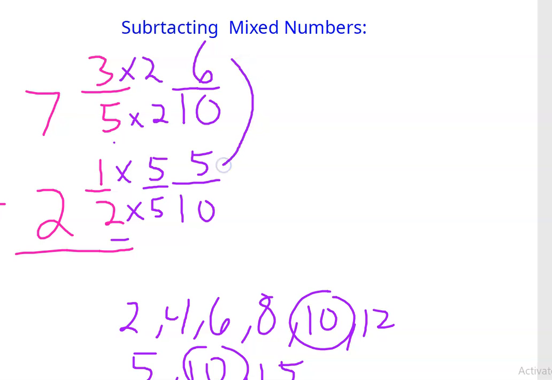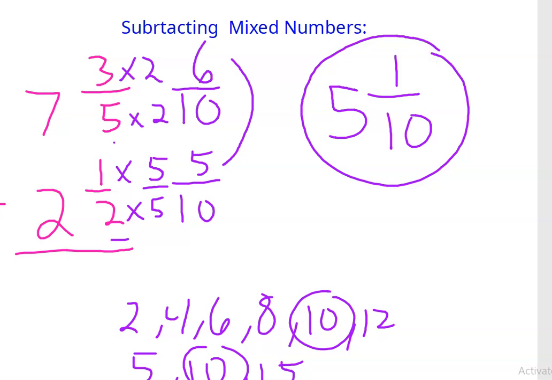So 6/10 minus 5/10 is 1/10. 7 minus 2 is 5. Obviously this can't be simplified, so our answer is 5 1/10. So now I'm going to give you one like it to do, and then we'll go on to the next type of problem. All right, so let's do 6 2/3 minus 2 1/6.